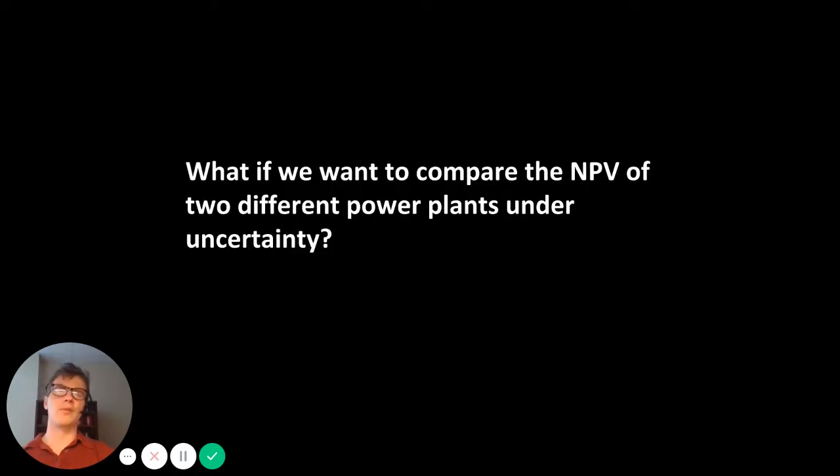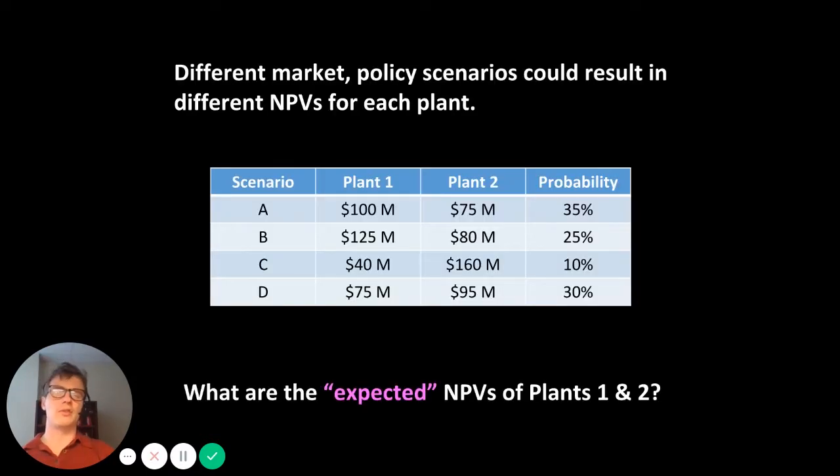So what if we want to compare the net present value of two different power plants under uncertainty? So let's say we do a net present value analysis of a coal plant and a natural gas plant, but we also acknowledge the fact that there might be different future states of the world, different market and policy scenarios that could influence the net present value for each plant. So let's say we have 4 different scenarios. One might be a high natural gas scenario, one might be a carbon tax scenario, one might be a low demand scenario. Things that could influence market prices or costs for individual power plants.